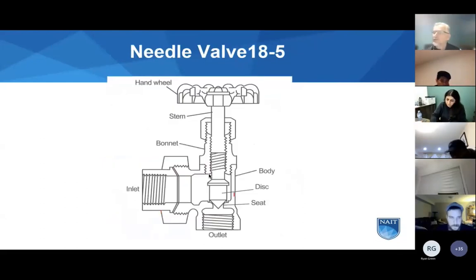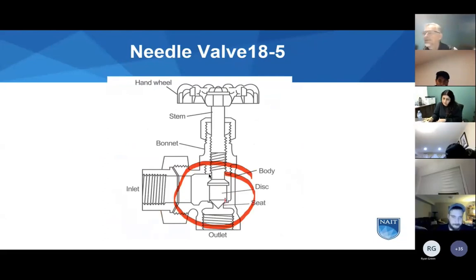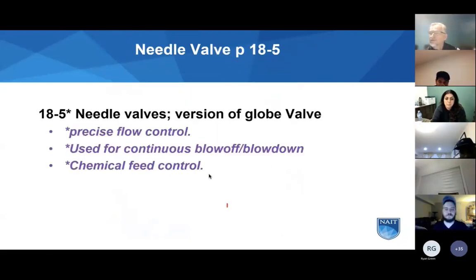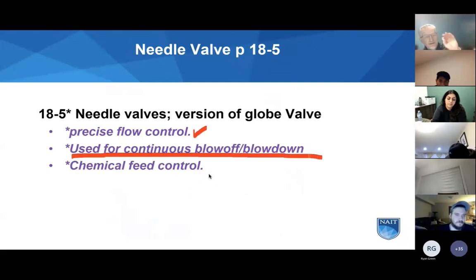A needle valve is simply a variation on a globe valve. It'll have a skinny or narrow seat and fine threads on the stem so that we can make small adjustments for very precise flow control. Often a normal application would be something like a continuous blow off or blow down, where we're blowing down from the surface of a boiler, continuous but small amounts, and also for chemical feed control.